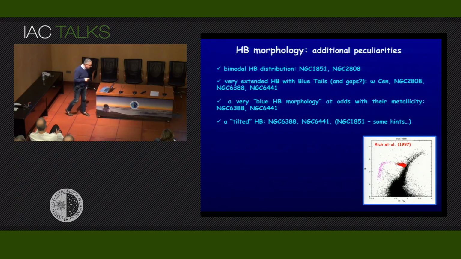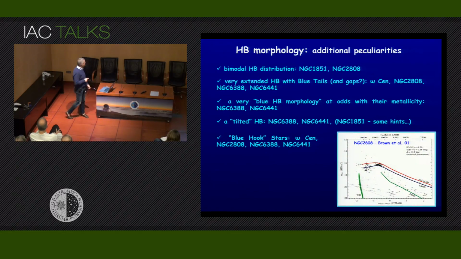And also, another peculiarity is the presence of a tilted horizontal branch. You can appreciate how the slope is: this portion of the horizontal branch is brighter than this one. It was discovered thanks to the first data coming with the Wide Field Planetary Camera 2 on board the HST in 1997 by Rich and collaborators, and also in this case there was no explanation for this.